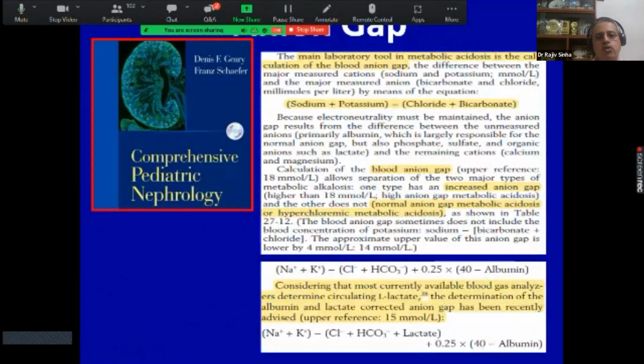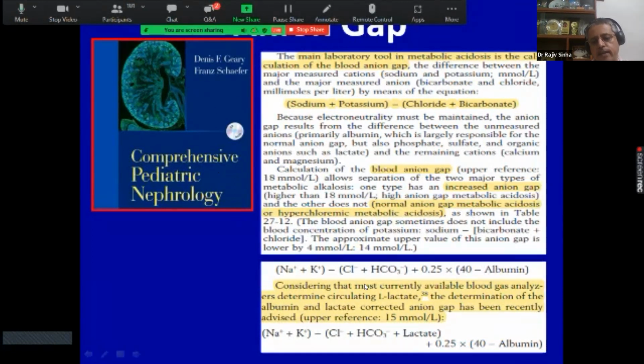So I've been talking a lot about anion gap. A very brief introduction to the anion gap. We all know it is sodium plus potassium minus chloride plus bicarbonate. Some places don't use the potassium. So if you are using all four, sodium plus potassium minus chloride plus bicarbonate, then your upper reference is 18. And if you are not using potassium, then your upper reference is 14.